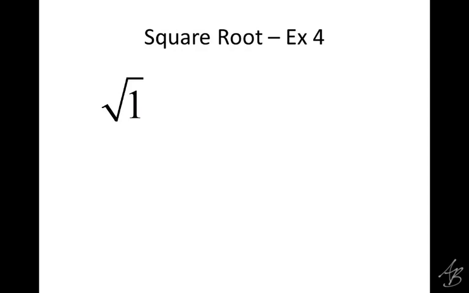All right, so we have the square root of 1. We want to rewrite the radicand so that it is a square. So what number do we multiply by itself, or what number do we square to get 1? 1. So this is going to be 1 squared. And so the square root and the square cancel each other out, and that leaves 1. So the square root of 1 is 1.